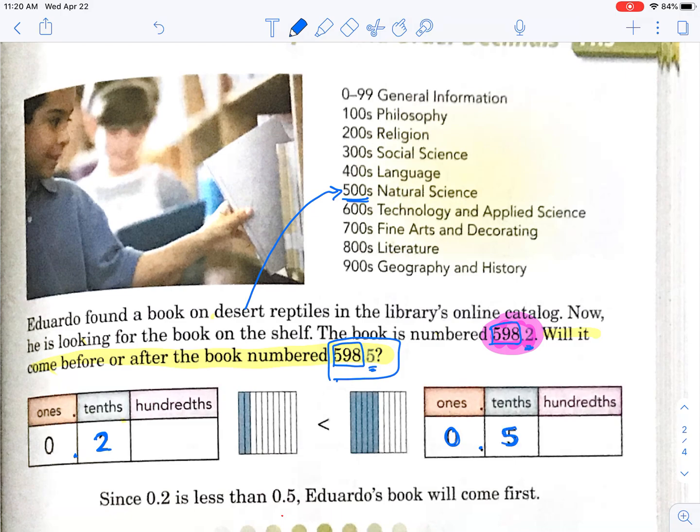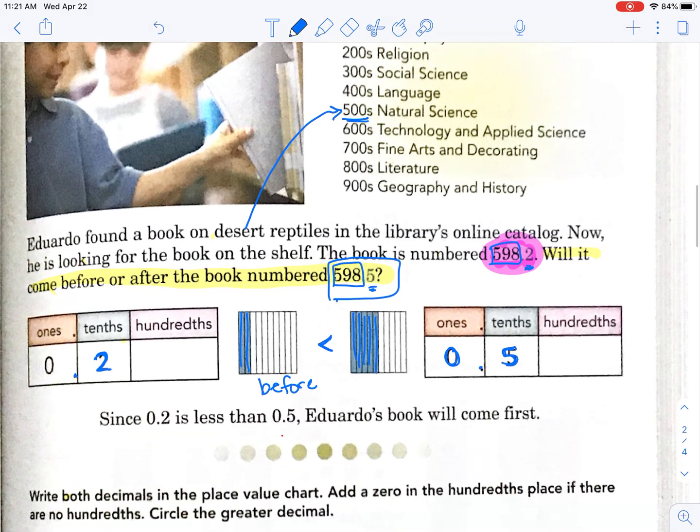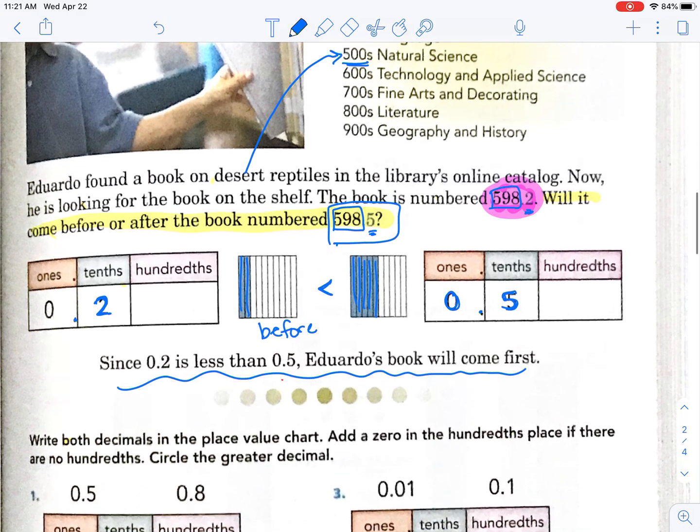Okay, so what is more? They've already done this little bar graph for you. So here's a tenth. We have 1, 2 tenths, and we have 1, 2, 3, 4, 5 tenths. What's bigger? 2 tenths or 5 tenths? 5 tenths is bigger. So if the number is smaller, just like on the number line, it will come before. So does the book come before or after? Yeah, it's smaller, so it's going to come before on the shelf. Okay, since 0.2 is less than 0.5, Eduardo's book will come first.